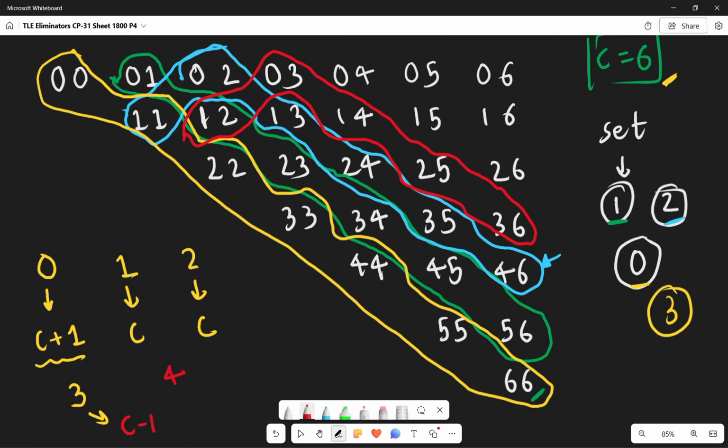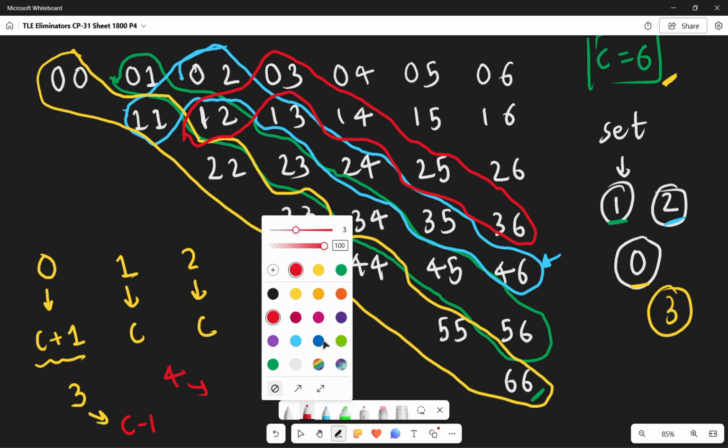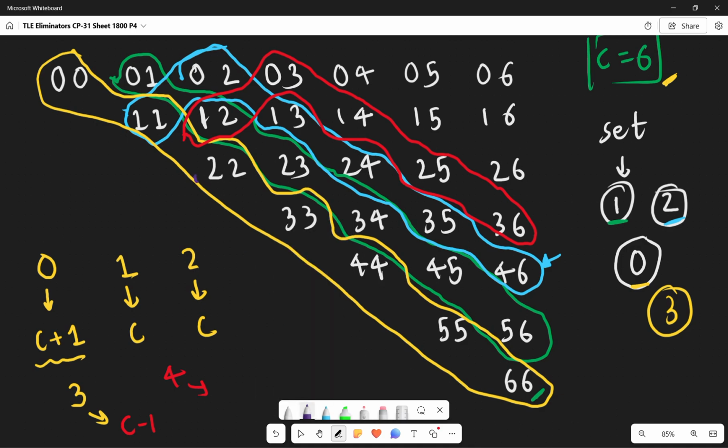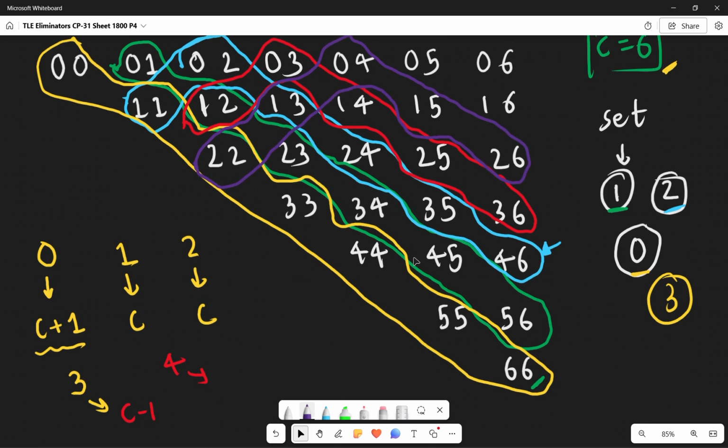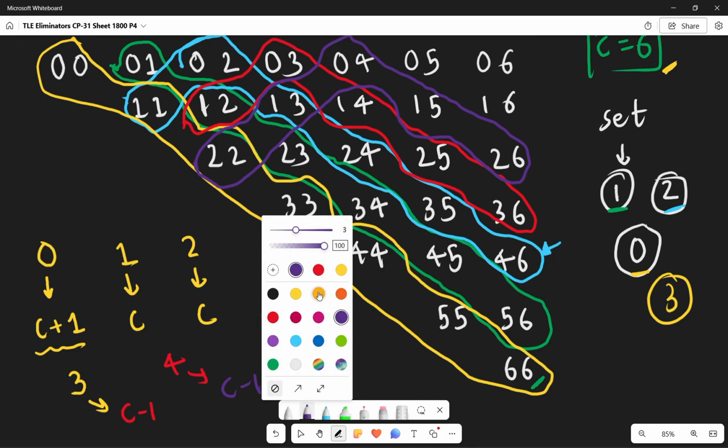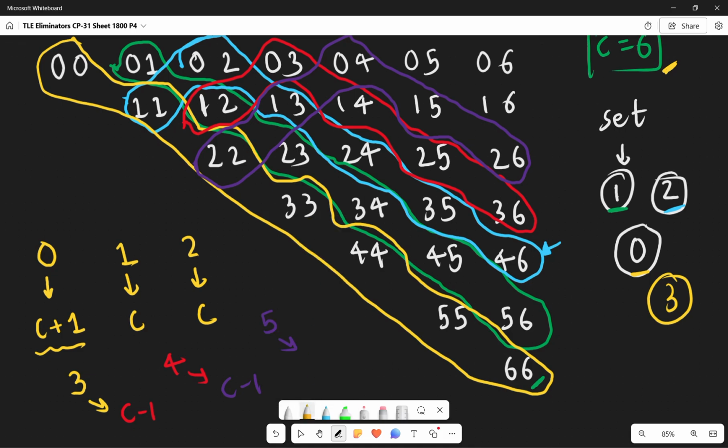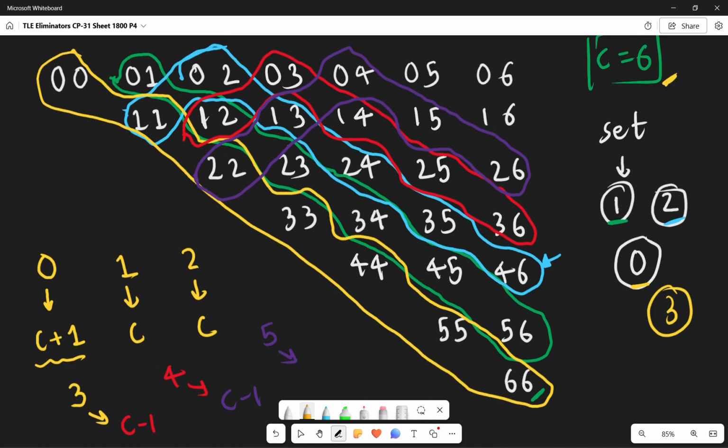For 4 also, let me change the color to violet, purple, whatever it is. I cannot take these elements. How many are there? C minus 1. Perfect. What about 5? For 5, maybe orange. You can notice that you cannot take these elements 2 3 1 4 5 and this one 6. So there are C minus 2 elements.